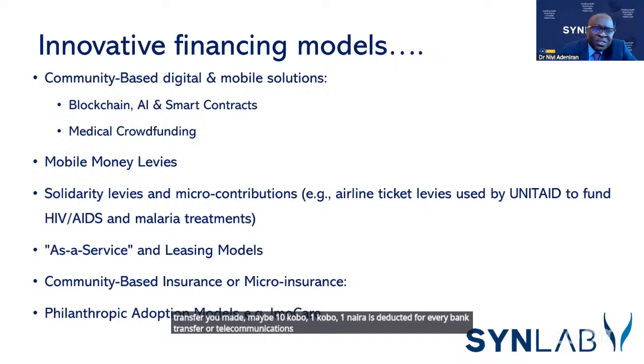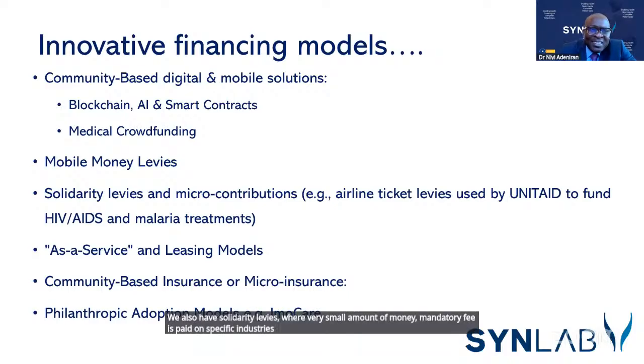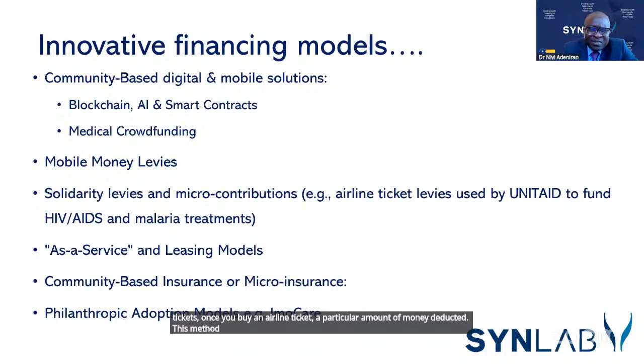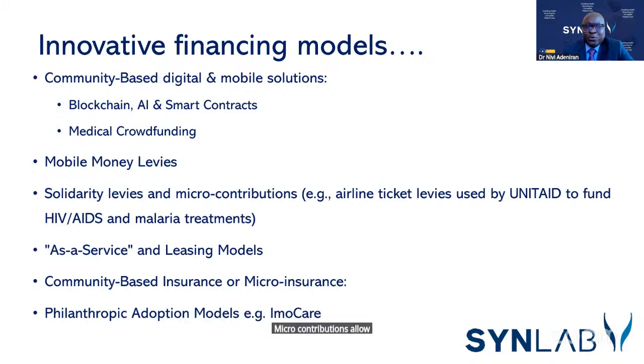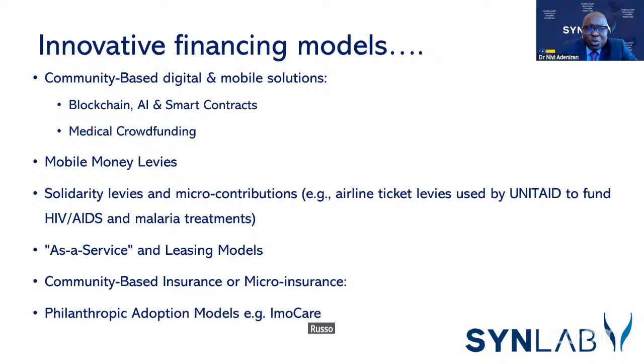to augment healthcare funds. We also have solidarity levies, where a very small amount of money, a mandatory fee, is paid on specific industries like airline tickets. Once you buy an airline ticket, a particular amount of money is deducted. This method was used by UNITAID to fund HIV/AIDS and malaria treatments. Micro contributions allow individuals to make small voluntary contributions during everyday transactions, for instance, while making travel bookings to support global health. We also have as a service and leasing models.